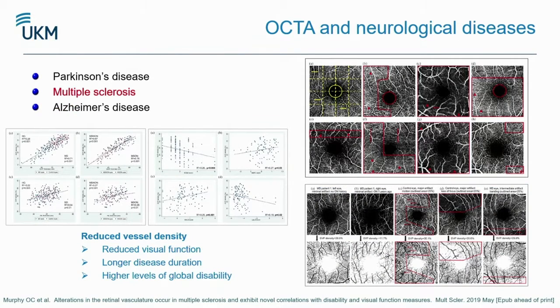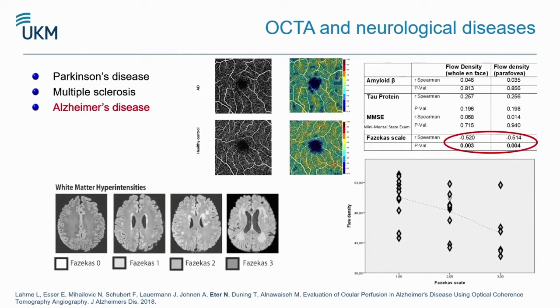Now let's look at some neurological diseases. Flow density has been described to be lower in Parkinson's disease and in multiple sclerosis. And in this study by Murphy and co-workers, the reduced vessel density correlated significantly with reduced visual function, longer disease duration, and higher levels of global disability. And therefore, OCTA may be a good tool for the early detection and also for the follow-up in MS patients.